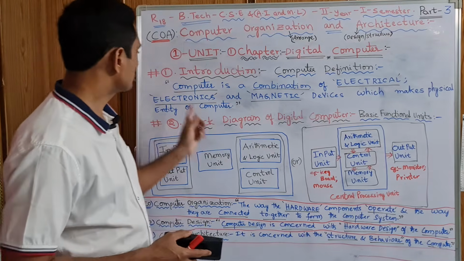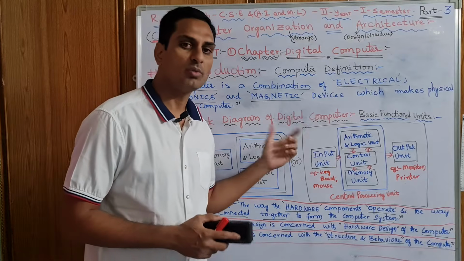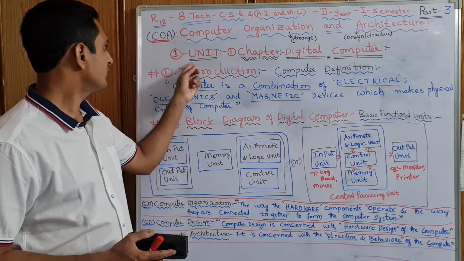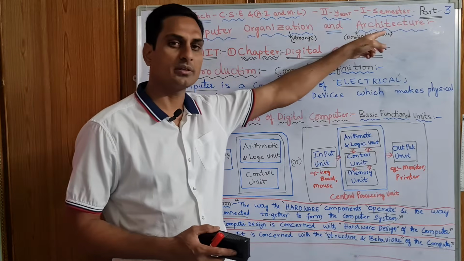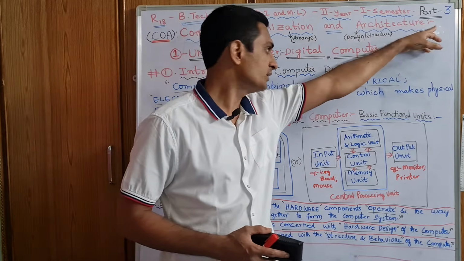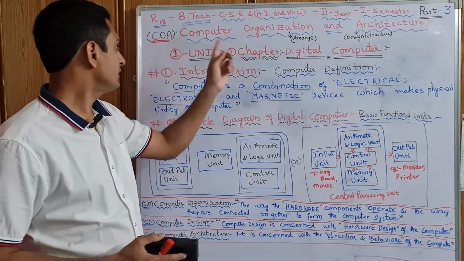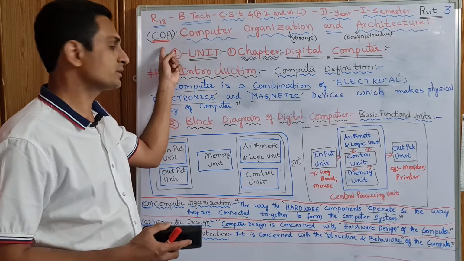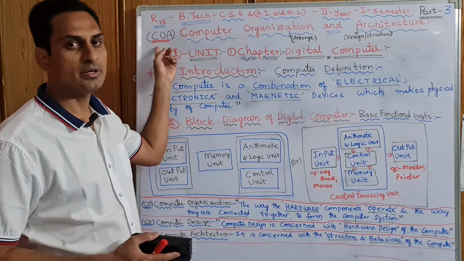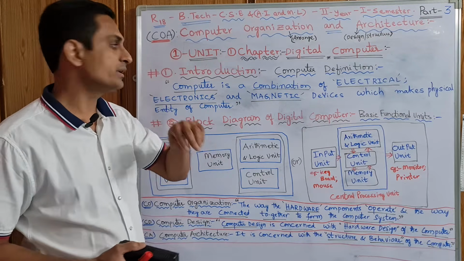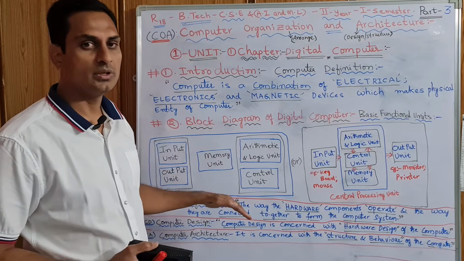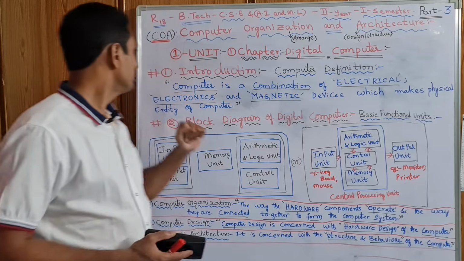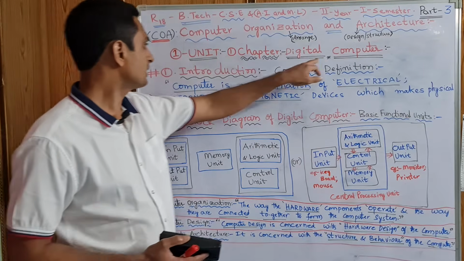Today we are going to discuss block diagram of computer. This is a topic from first unit of computer organization and architecture. This is part 3 video. In part 1 video we discussed subject overview and introduction, COA subject overview and introduction. In part 2 video we discussed the 5 units overview. Here we are going to discuss block diagram of a computer. This is first unit, chapter 1, digital computer.